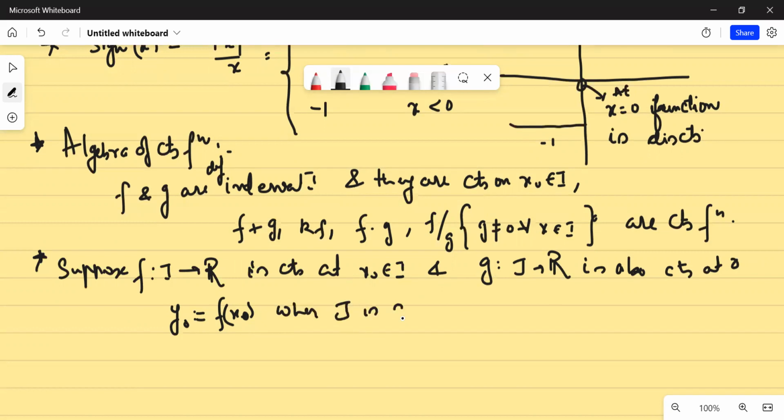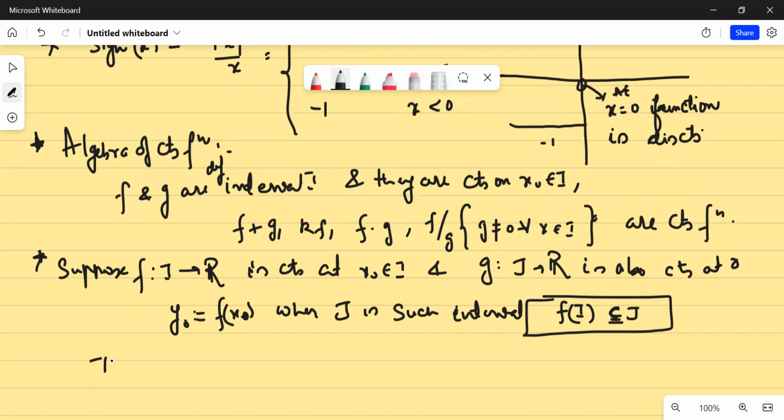where J is such an interval in which the range of f can fit in. So I'll explain what I mean by this. Then g of f from I to R is also continuous.